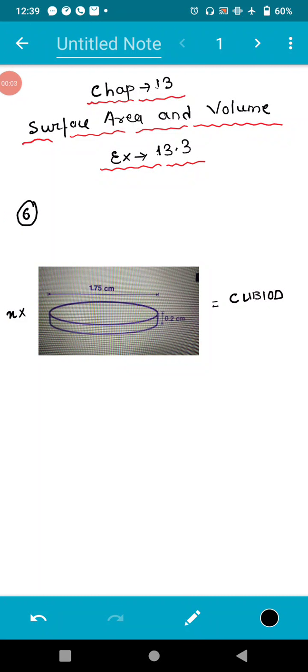Hello students, today we'll explain question number 6 and 7 of exercise 13.3, chapter 13, Surface Area and Volume. Now let's see what is there in question number 6.